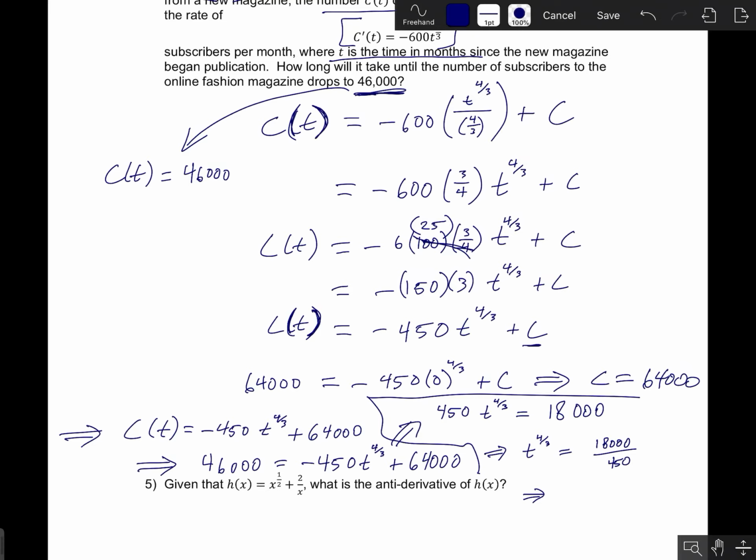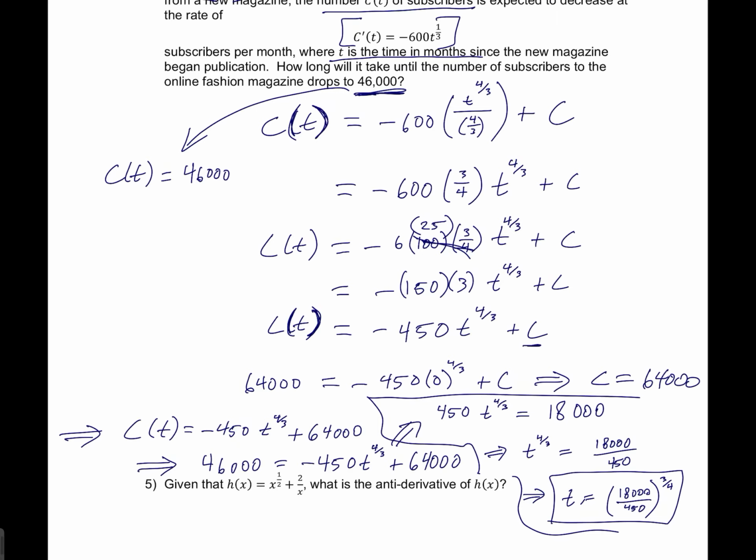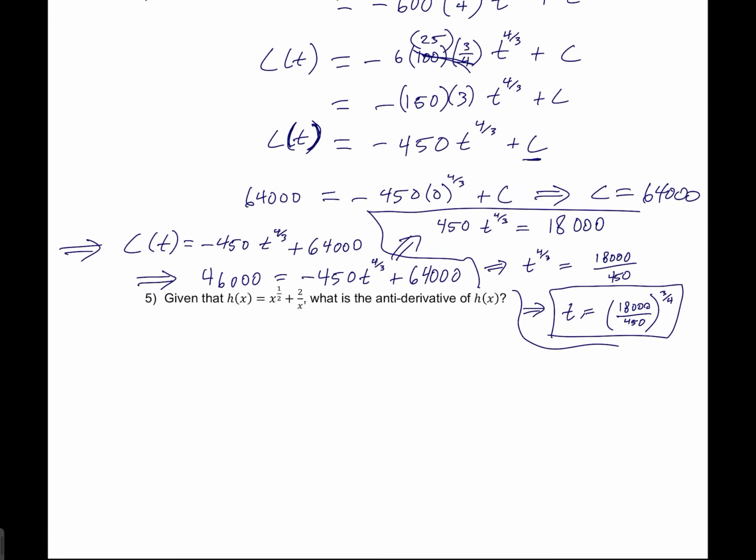And then if you raise both sides to the 3/4 power, then you would create a power of 1 on the left side, and on the right side you'll get whatever this is. So you'll have 18 grand divided by 450, and then raised to the 3/4 power. Now, you'll have to forgive me, I don't have a calculator on me at the moment, but whatever this number is, that will give you the t value, or in other words, the number of months that need to go by in order to get the desired subscriber number. So that's what we get for the first one.